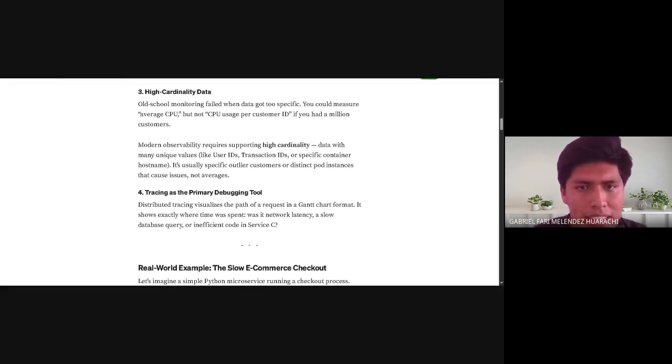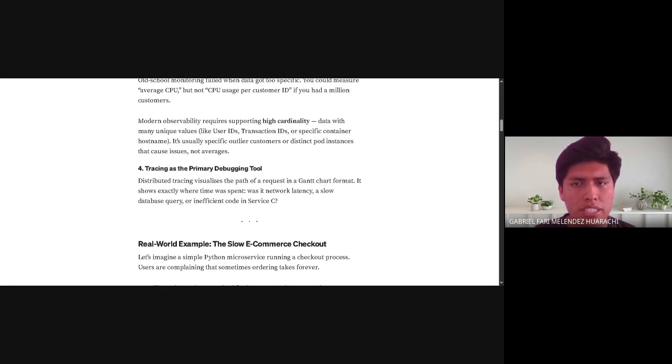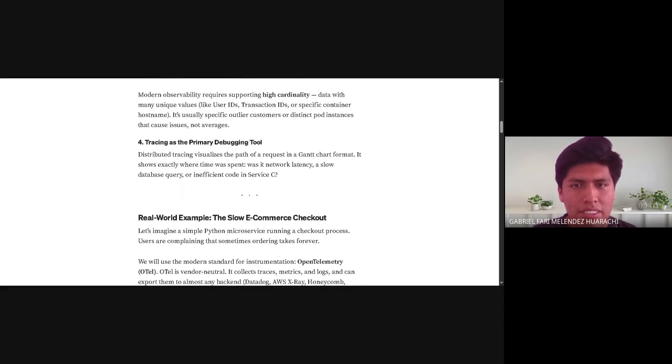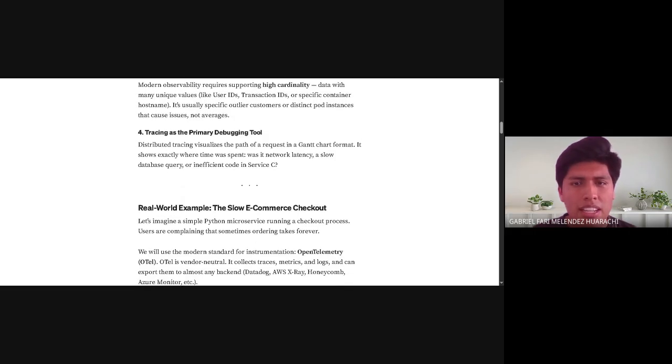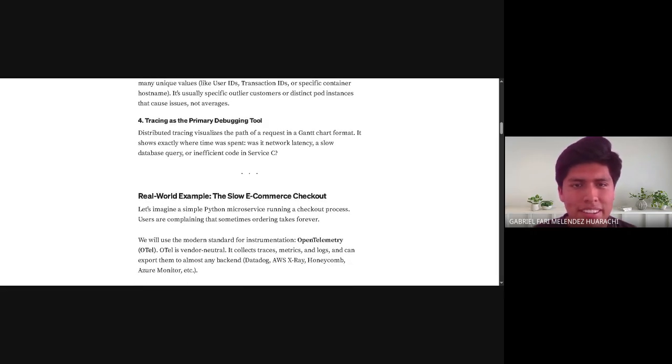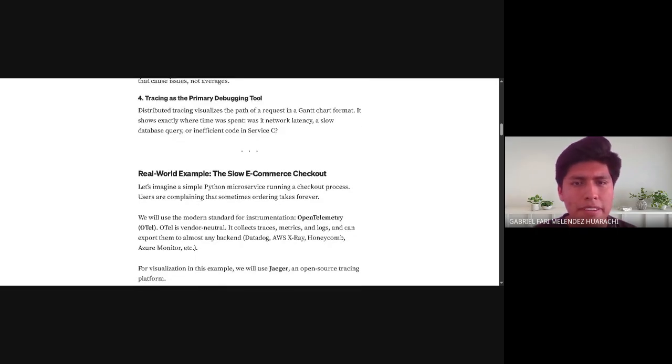High cardinality data. Old-school monitoring fails when data gets too specific. You could measure average CPU, but not CPU usage per customer. Modern observability requires supporting high cardinality data with many unique values like user ID, transaction ID, etc. It helps you find specific outliers, customers or distinct instances that cause issues, not averages.